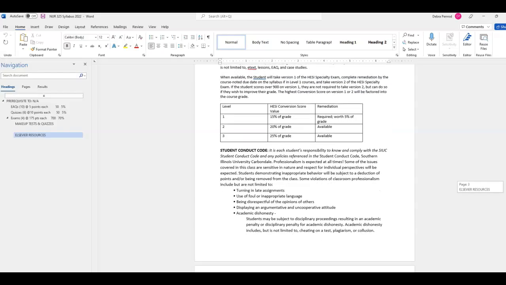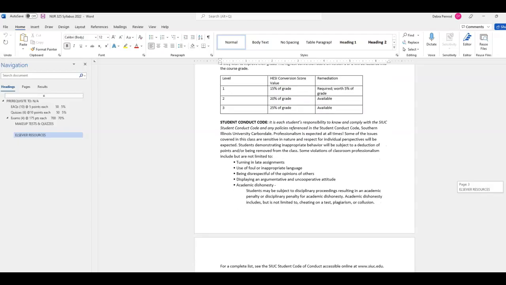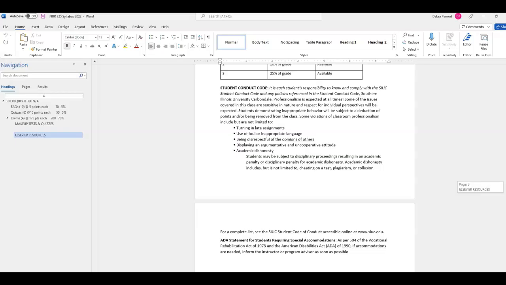All right, student conduct code. I'm not going to go into this. Make sure you read it. It has to do with just being kind to each other, avoiding being disrespectful, just being respectful of others and their opinions. Academic dishonesty will not be tolerated. Foul or inappropriate language will not be tolerated. Being argumentative and uncooperative in class, here again, not productive. So just keep those things in mind.